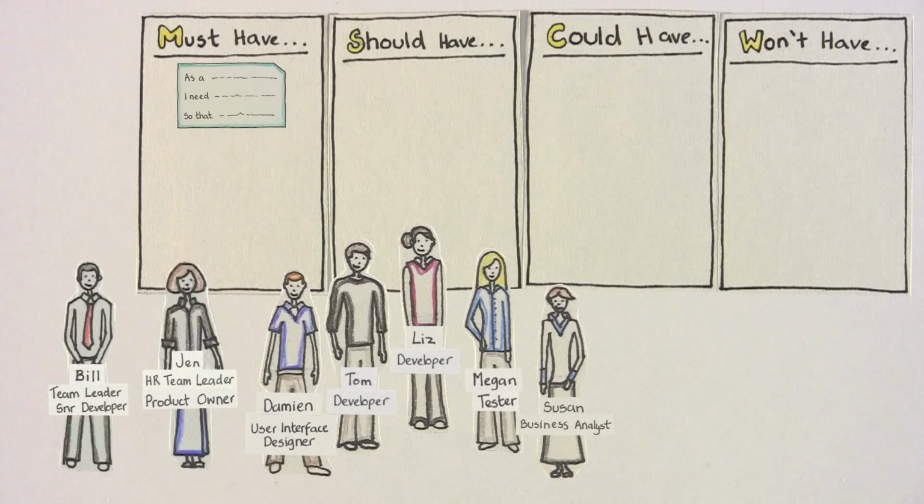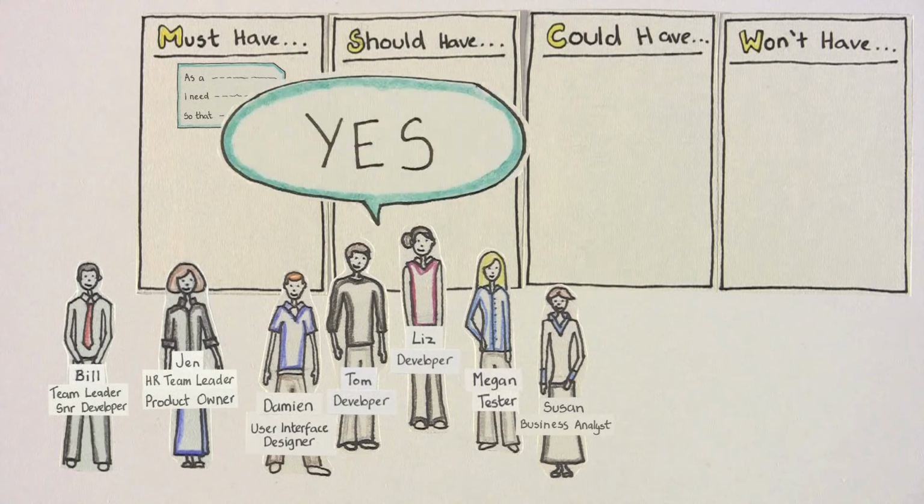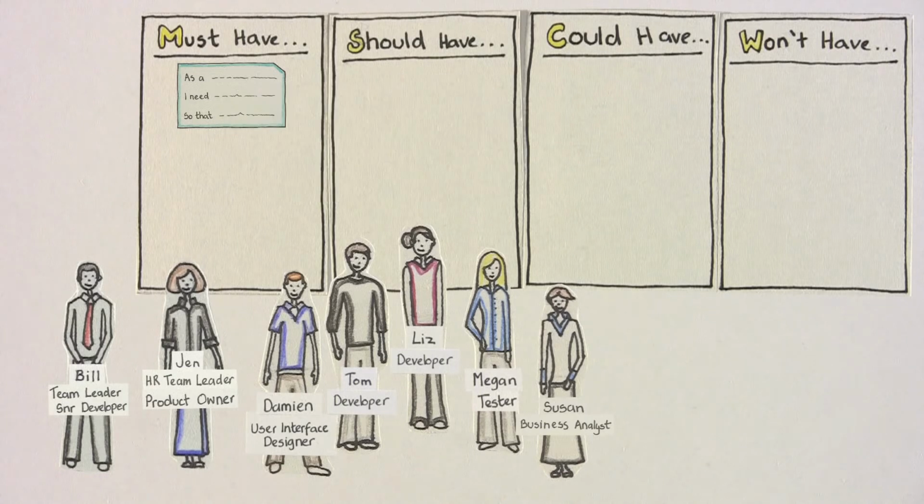To ensure that the team is in agreement, Susan, the business analyst, asks, "Team, do we all understand why this story card is a must-have?" "Yes," says the team. Liz, one of the developers on the team, picks up another story card. As a co-worker, I want to be able to save the feedback I have written on the system's feedback form so I can rework it and submit it later. What do you think, Jen? Is this another must-have?